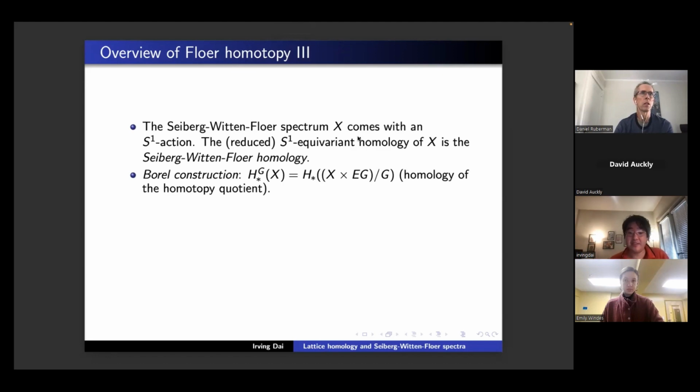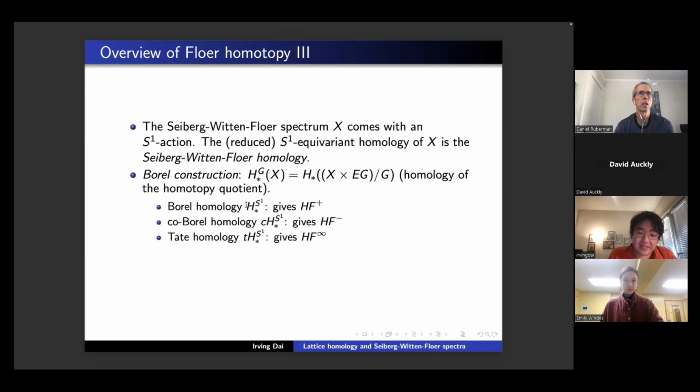So you can take what's called the S1 Borel equivariant homology. You take your space X, you cross it with EG, where G is S1 in this context, this infinite contractible space on which S1 acts freely. You cross it with EG, you mod out by G. This is often called the homotopy quotient. And you take the regular homology of this space. This is the S1 Borel equivariant homology.